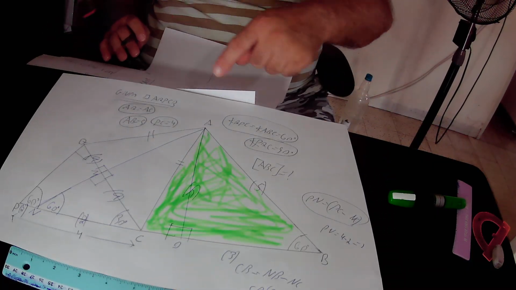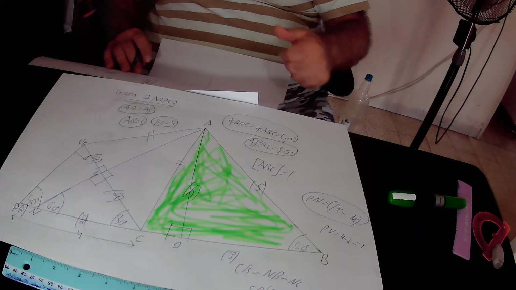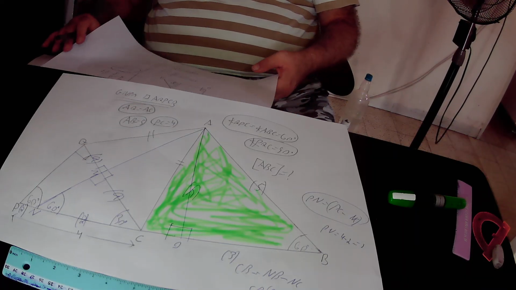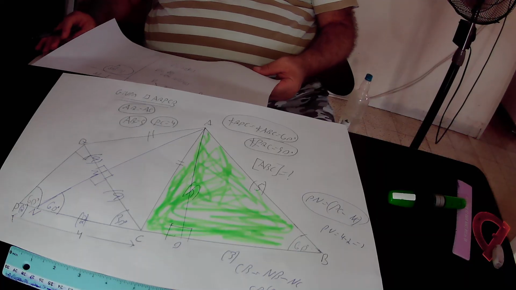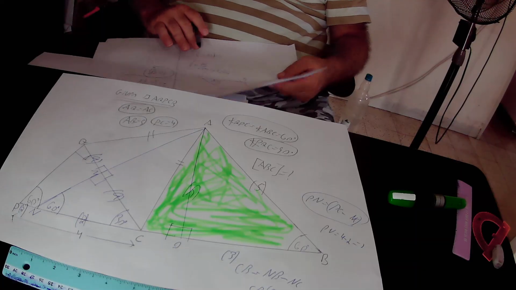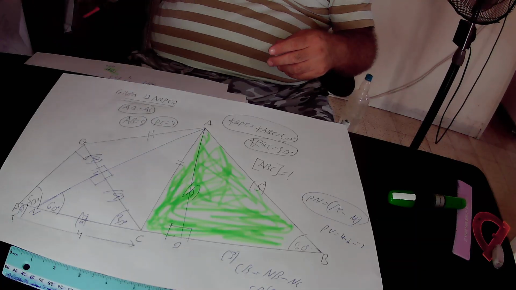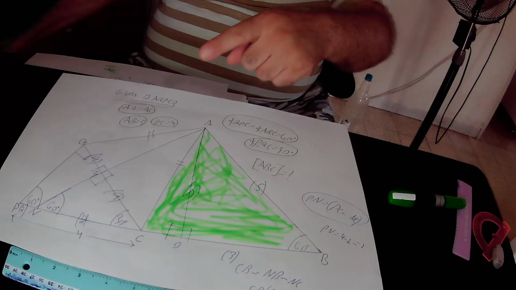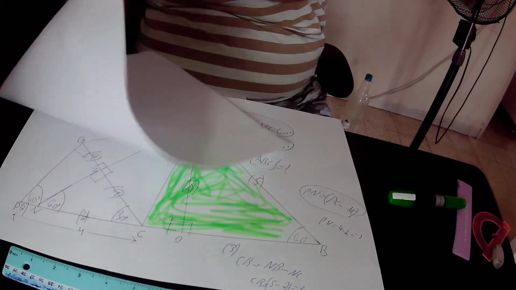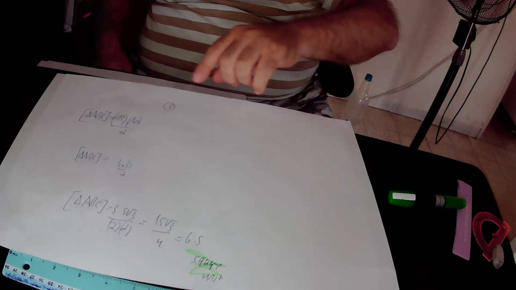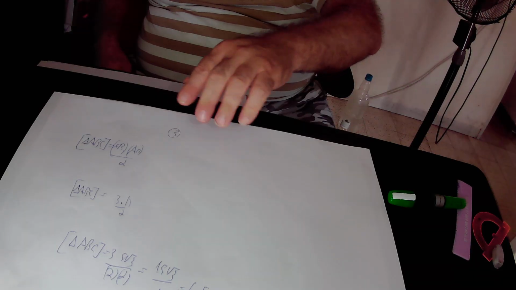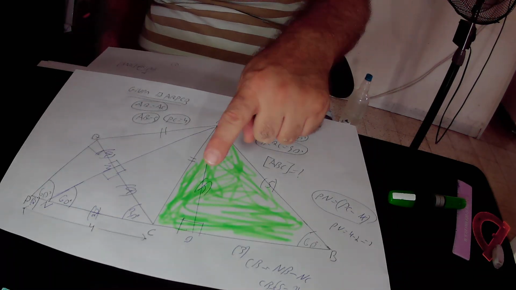Our task is to find the area of this main triangle, triangle ABC. We know that the area of any triangle equals the base of the triangle times the height to the base over 2. And again, the area of any triangle equals the base of the triangle times the height to the base over 2. So the area of the main triangle ABC must be equal to the base of the main triangle ABC, that is CB, times the height. The height is AO, over 2.